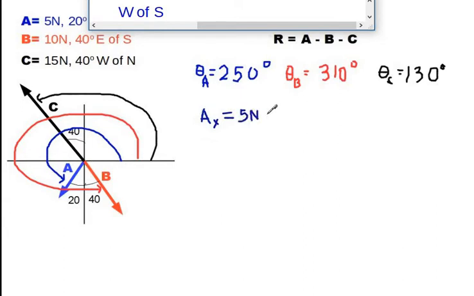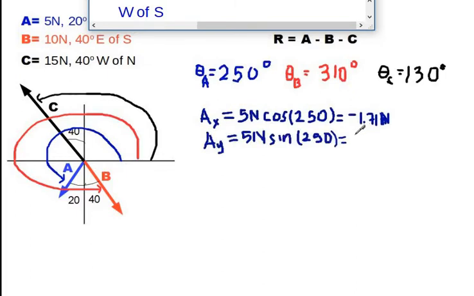5 Newton cosine of 250. Kani, this is equal to approximately negative 1.71 Newton. And ang atong Ay kay approximately negative 4.69 Newton. Sunod, atong kuhaon ang X ug Y components sa vector B.